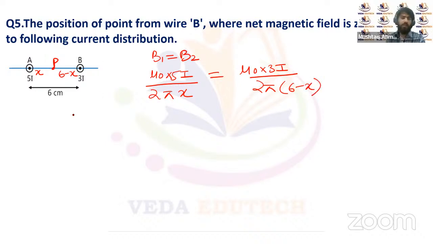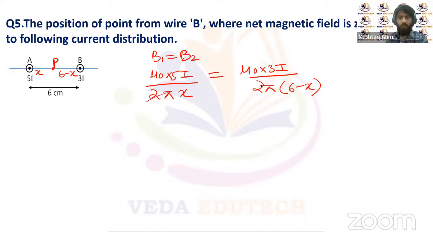Now here you can see the distance is given in centimeters. But all the physical quantities, be it permeability, be it current, will get cancelled out. So we do not need to convert this x, which is given in centimeters, into meters. We do not have to change the units here. We will still get the answer of x in centimeters, because currents cancel out and permeability also cancels out.